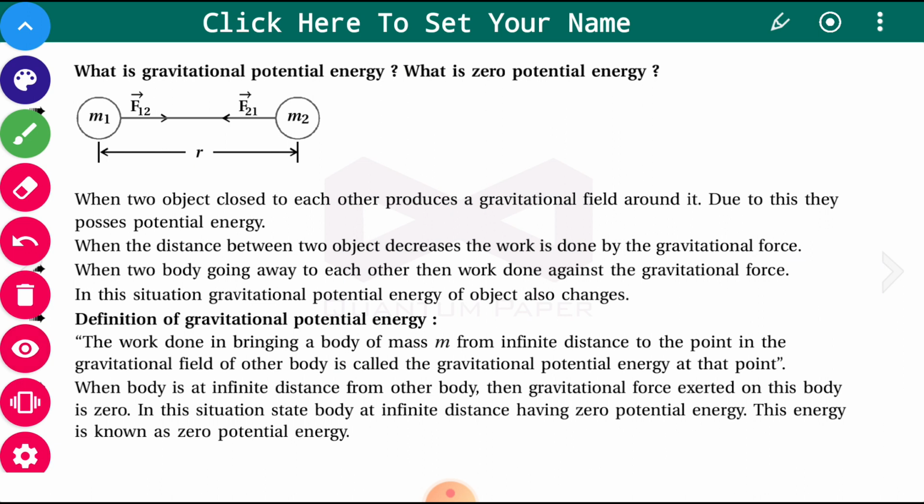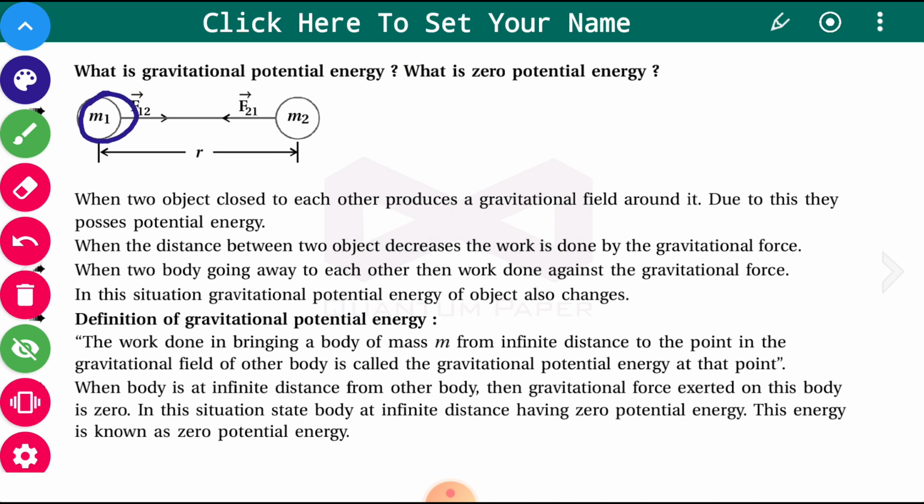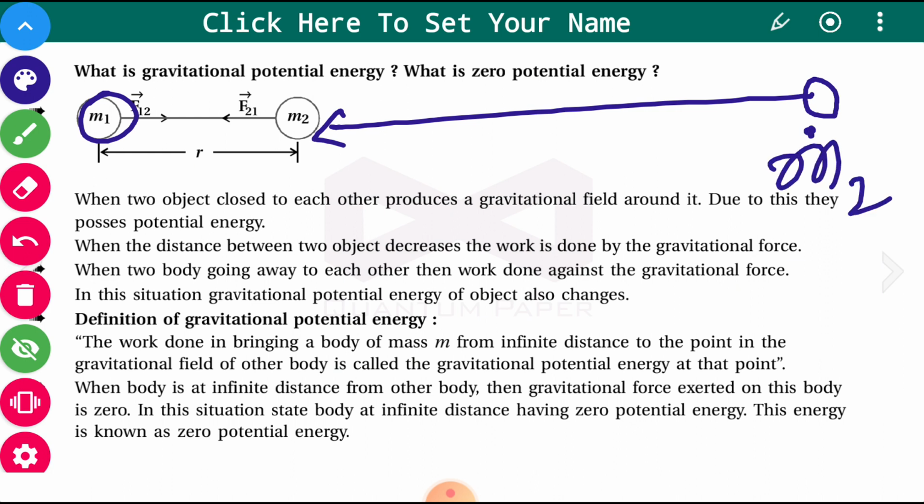Thus, the work done in bringing a body of mass m from infinity to a point in the gravitational field of the other body. Say, for example, you have this body and you want to bring the other object from infinity to this particular point. Whatever work is done to bring this object of mass, say m2, in the gravitational field of this object of mass m1, from infinity to a point in the gravitational field of the first, that work done is nothing but the gravitational potential energy at that point.